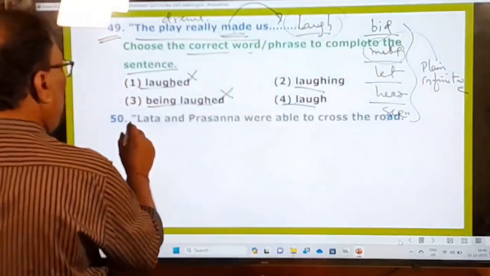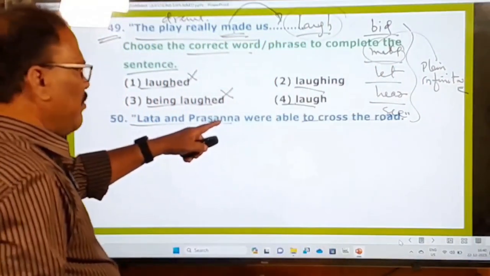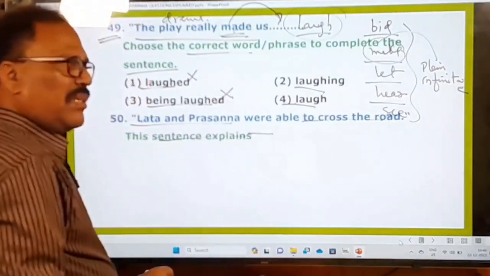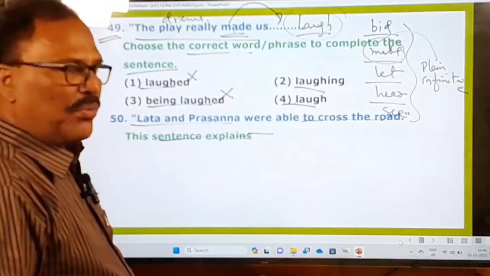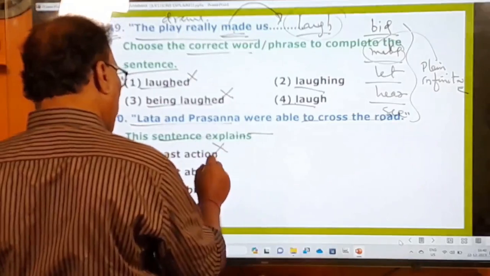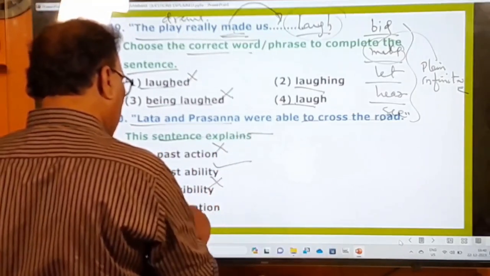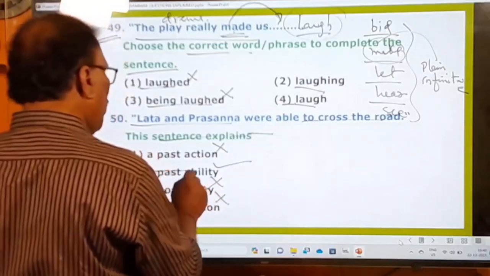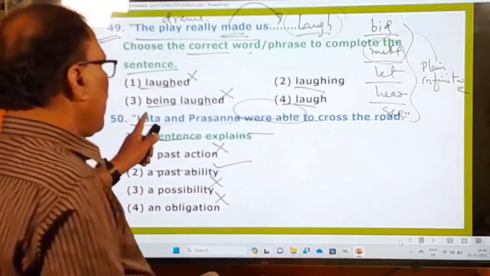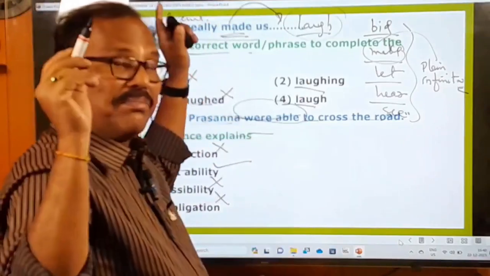And then, Lata and Prasanna were able to cross the road. This is the question given, and now what is the examiner asking you to do? What is the sentence telling you? Is it telling you about a past action? No. A past ability? Yes. A possibility? No. An obligation? No. It is only telling you the past ability. You say were able to cross the road. Lata and Prasanna were able, that means they could. Could means past ability.